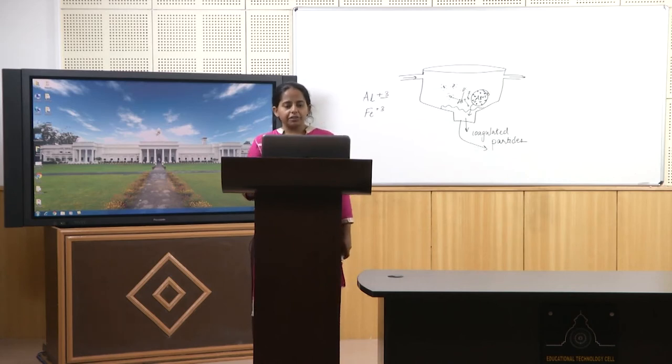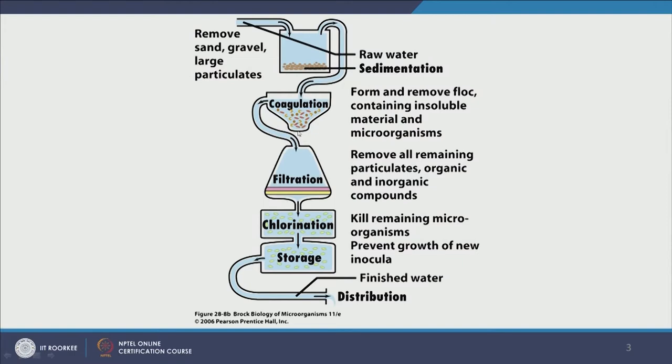The second step in drinking water treatment then is to filter the water. So once we have coagulated the water and removed the sludge from here, we have clear water on the top that needs to be filtered. Why do we want to filter water? Because we want to get rid of the remaining particulate matters.